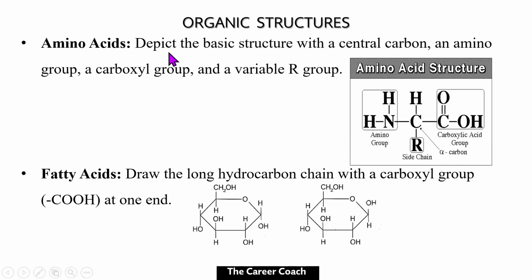The next one is the amino acid. Amino acid depicts the basic structure with a central carbon, an amino group, a carboxyl group, and a variable R group. The R group is the alkyl group. The alkyl group is a side chain attached to an amino group, attached to a central carbon, attached to a carboxylic group. So basically, take note of the amino acid structure. Fatty acid, we draw the long hydrocarbon chain with a carboxyl group at one end. So you can see the shape with the COOH group at one end.